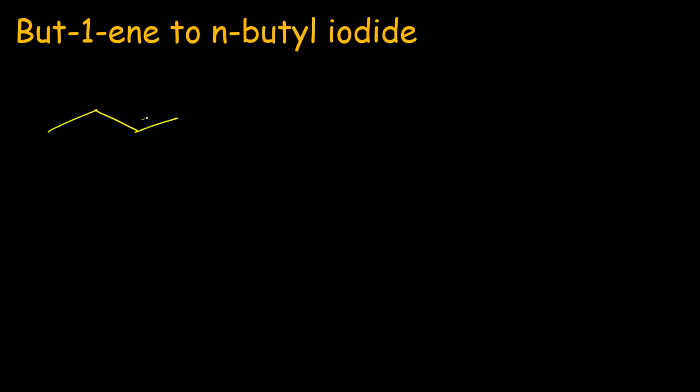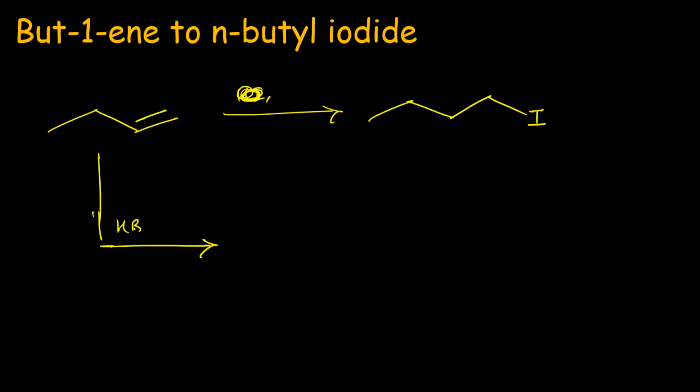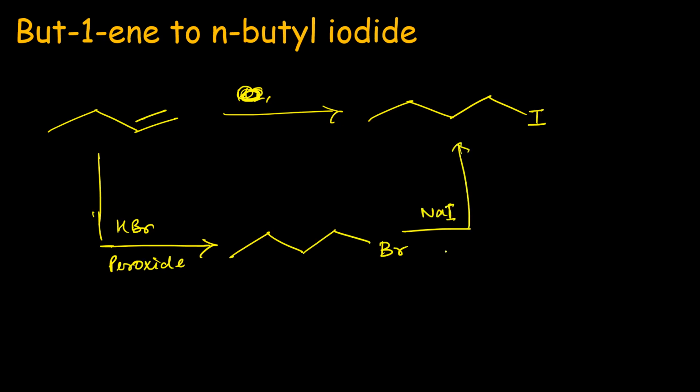Sir, let's move on to but-1-ene, which is this one, to n-butyl iodide. That means you have n-butyl like this, 4 carbons, and then iodine here. Now again, you can see that we have to use anti-Markovnikov addition, but HI does not react in anti-Markovnikov. We can use only HBr. So first of all, I will add HBr in the presence of peroxide. It will give me Br like this. Then I will use the halogen exchange method using sodium iodide in acetone.